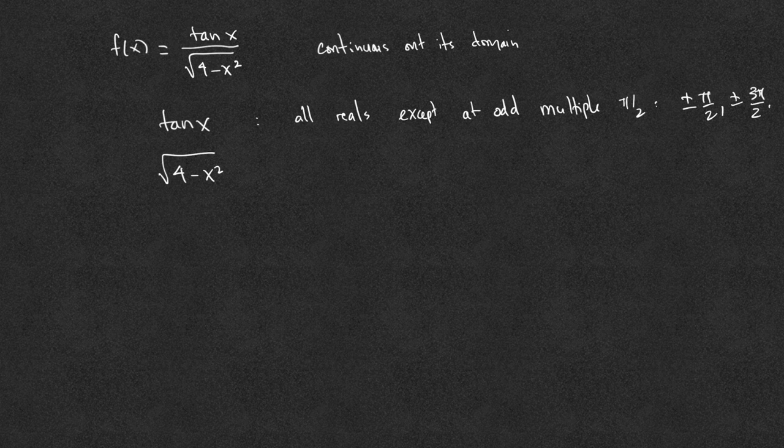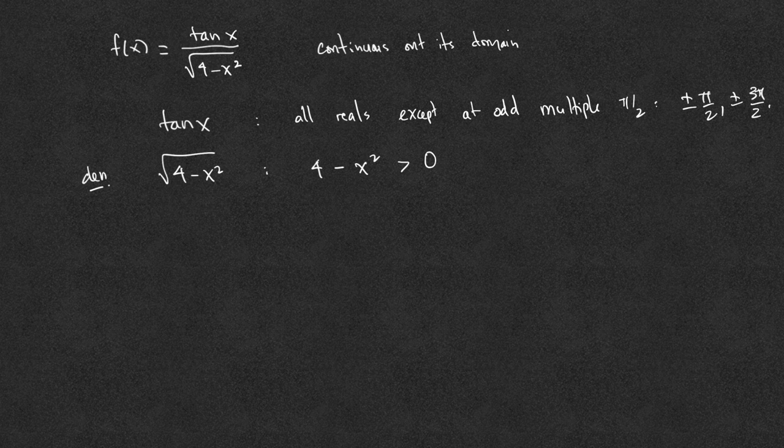The domain of the square root of 4 minus x squared is all real numbers such that 4 minus x squared has to be greater than 0. Technically, it is greater than or equal to 0, but since the square root of 4 minus x squared is in the denominator, we cannot make it equal to 0.